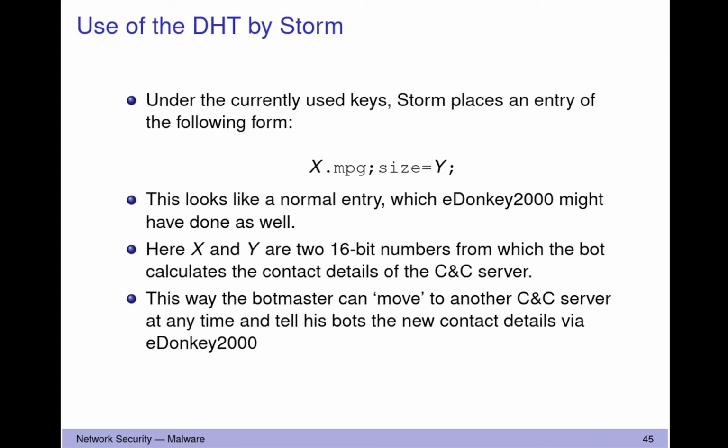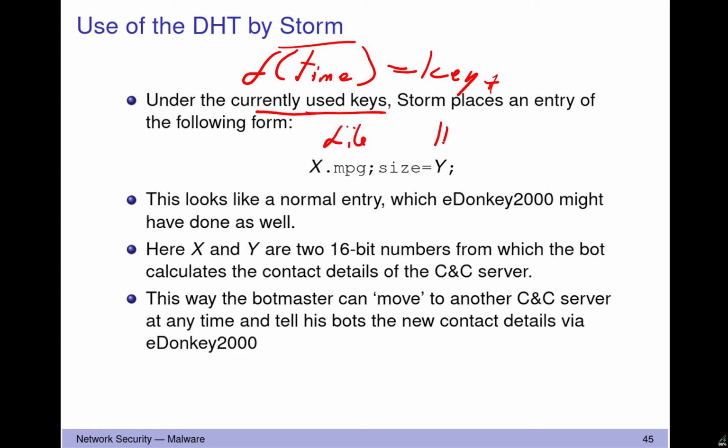So how does it look like? How was the botnet using this kind of idea? Under the currently used keys, as we said, our keys are determined by the current time. We get a key that is only valid for a specific time. And under this key, as eDonkey was able to announce which file you have under which IP address, the file was described with the file name, it has a size, probably some other metadata, and then an IP address. That looks normal, so it's steganography again.